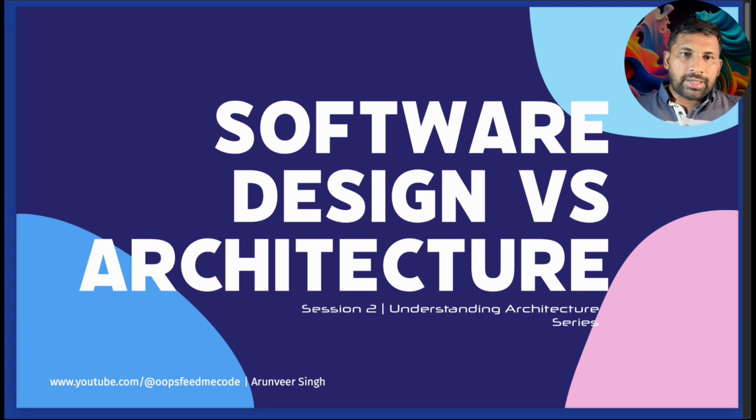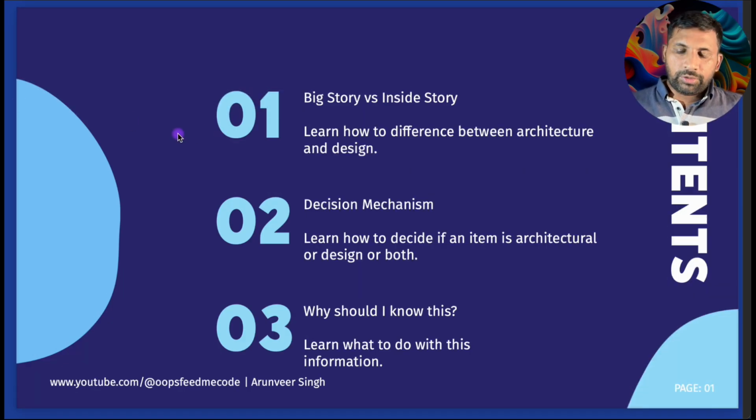Okay, so in today's second session, we will talk about software design and architecture. Basically, the difference between these two terms. And once this session is over, you will understand a few things. One is you will understand the difference between architecture and design. You will learn about a decision mechanism, a simple small exercise which you can use to understand whether a topic is architectural or more on the design side, or it lies in both categories. And third, you will understand why this information is important and what you can do with it.